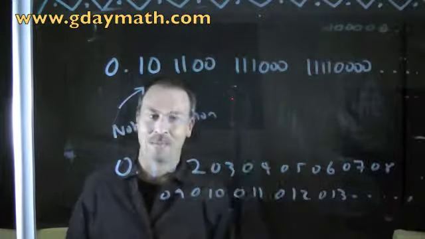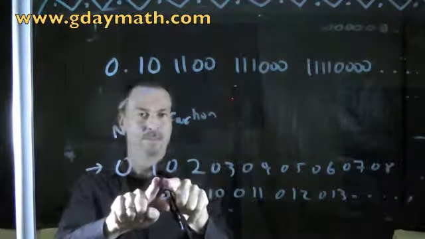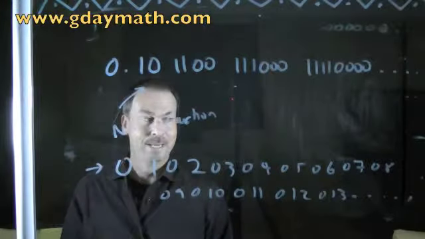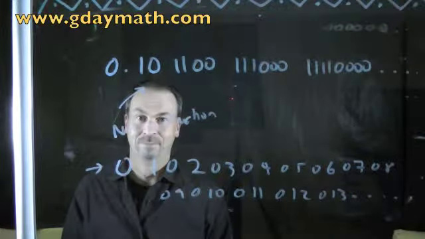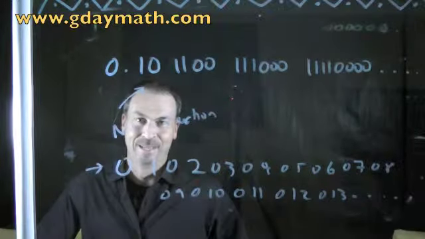0.102030405060708090100110120130, and so on. Clearly there's a pattern going on there, but it's not a repeating pattern. So whatever this number is, it's somewhere on the number line, it's just bigger than 1/10. It's a number that cannot be a fraction. Wow. Irrational numbers, amazing.